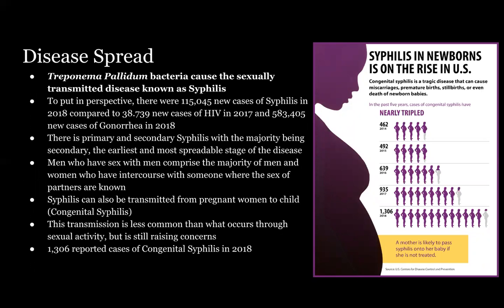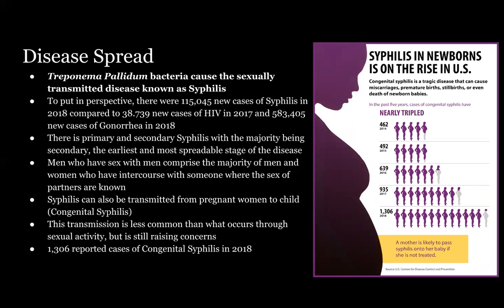Disease spread. Treponema pallidum bacteria cause a sexually transmitted disease, most commonly known as syphilis, or it's also nicknamed the syph. During 2018, there were 115,045 reported new diagnoses of syphilis in all stages, compared to 38,739 estimated new diagnoses of HIV infection in 2017 and 583,405 cases of gonorrhea in 2018, just to put it in perspective.